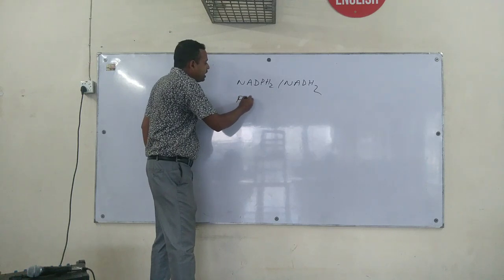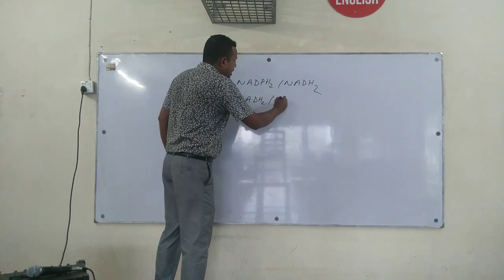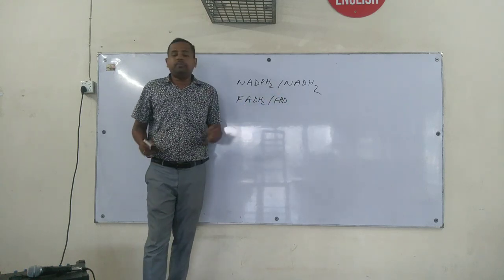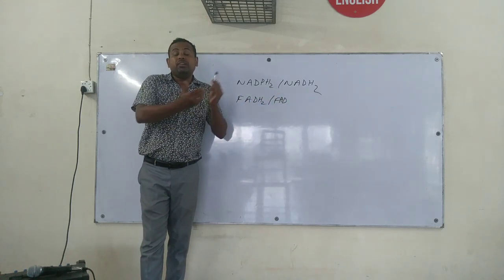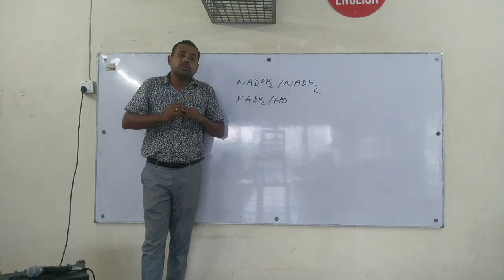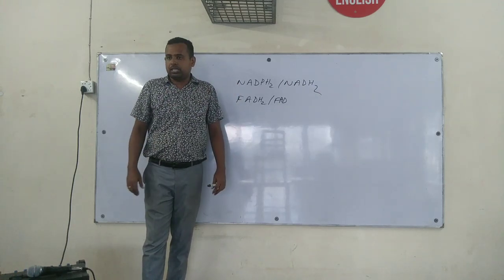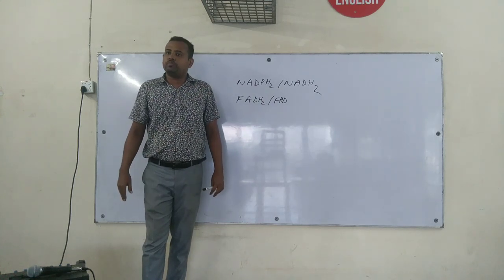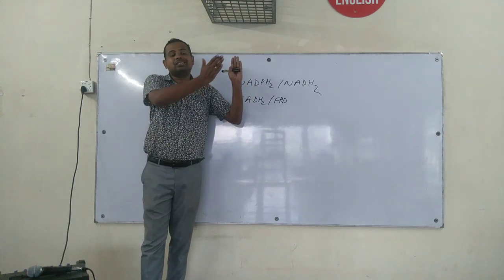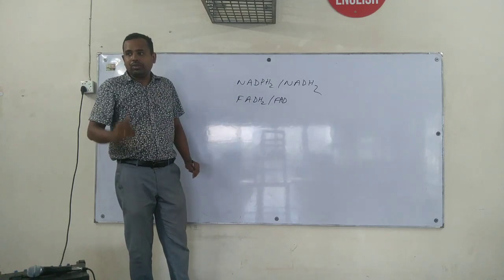On the other hand, FAD or FADH2, NADH2 or NADPH2 is produced from the previous two or three processes. That is, in glycolysis 2 NADH2 are produced, in acetyl-CoA formation 1 NADH2 is produced, and in the last, the Krebs process, 3 molecules of NADH2 are also produced, and 1 FADH2 is also produced in the Krebs cycle. But after the completion of the Krebs cycle, what will happen, sir?